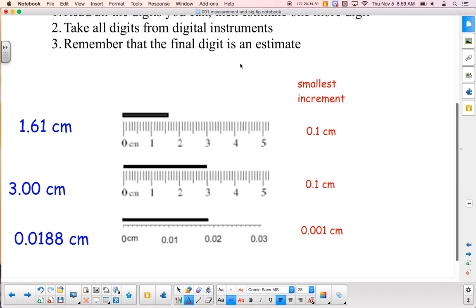So as you can see, figuring out the smallest increment on your measuring device is very important, and in every case, your measurement is going to go 1 decimal place beyond your smallest increment. For the first two, my smallest increment was the tenths of a centimeter, and my measurements go to the hundredths of a centimeter. And for my last ruler, my smallest increment went to the 3rd decimal place. My measurement goes to the 4th decimal place.